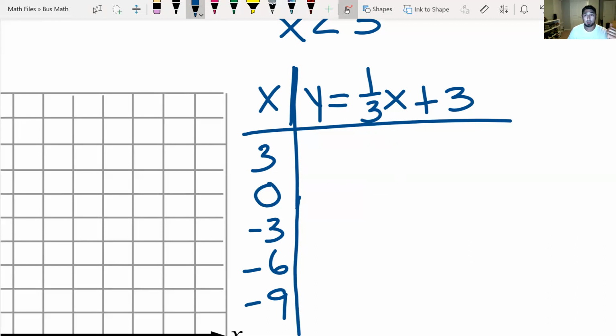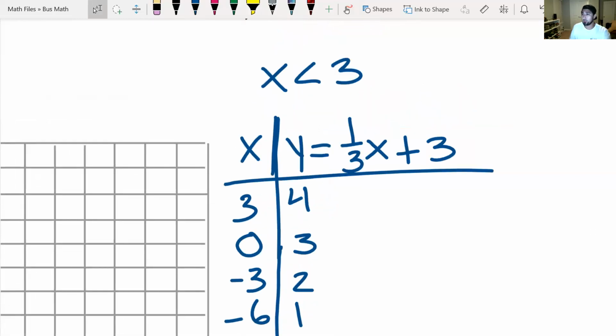Okay. So if I plug in 3, 1/3 times 3 is 1, so you'll get 4. If I plug in 0, 1/3 times 0 is 0, so I'll get 3. If I plug in -3, 1/3 times -3 is -1, and -1 plus 3 gives me 2. Do you see a trend here? 4, 3, 2, 1, 0.